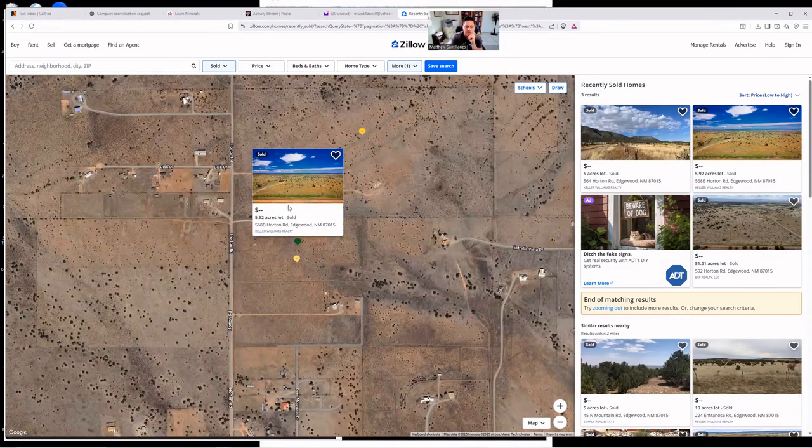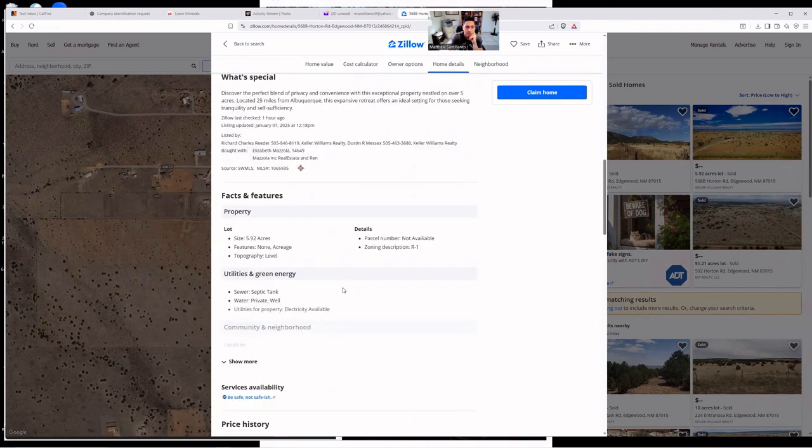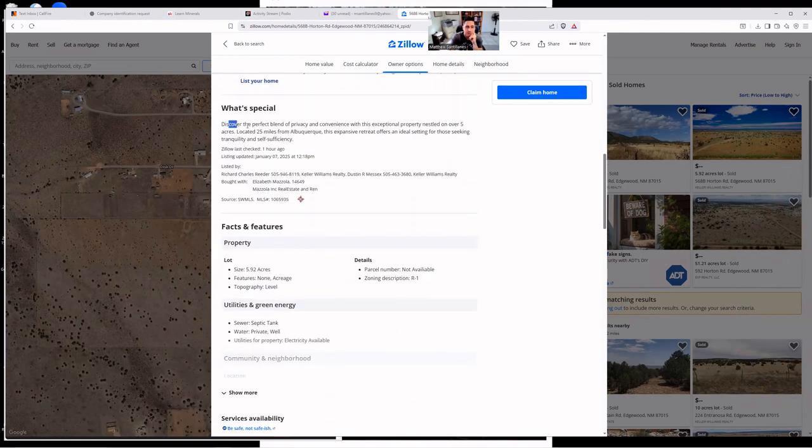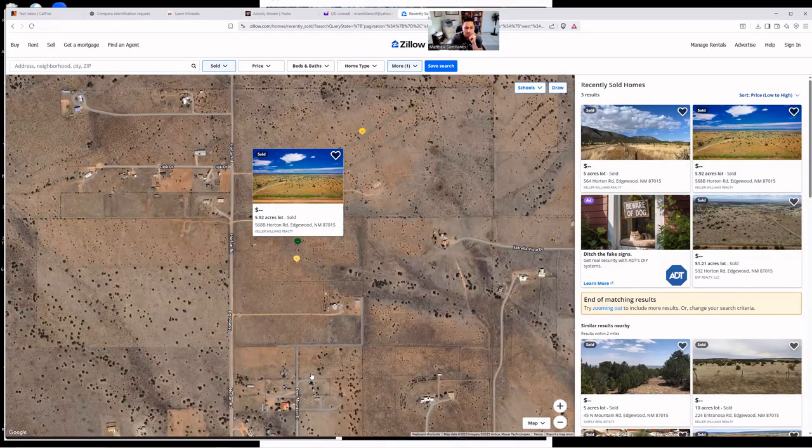Here's another 6 acres, roughly. Now this 6 acres sold for 80,000. That's quite a difference in price per acre. Now I want to try to read a little bit of this right here. I'm not seeing anything special as far as septic tanks, anything like that. This one sold about the same time frame, so that throws off the comps a little bit.